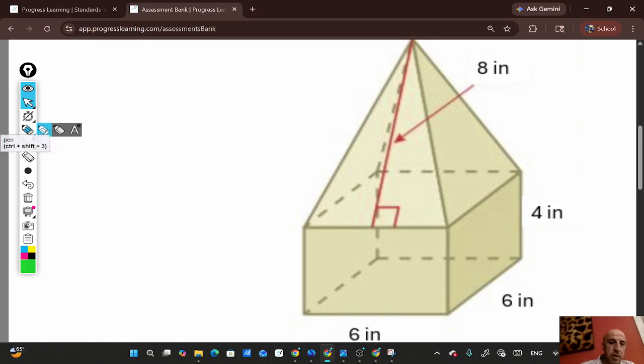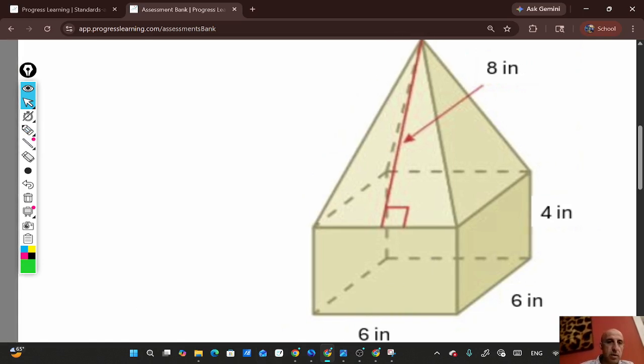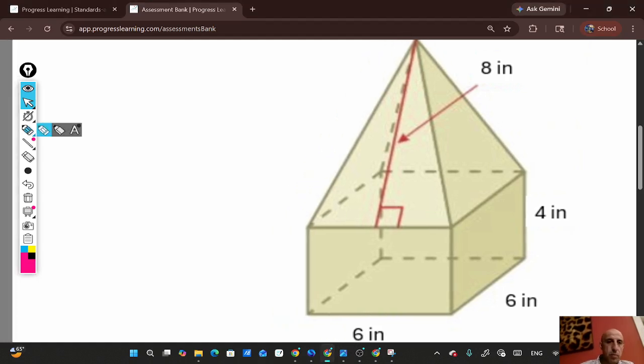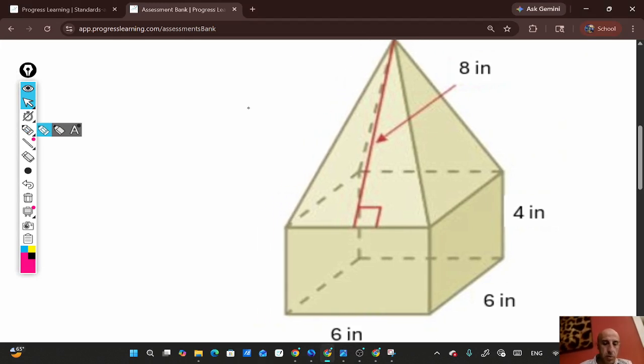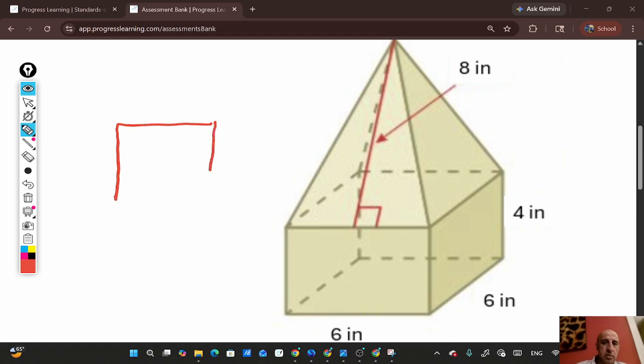So we can open the box. We will start with the base. The base is something like this. Okay, the base is a square shape. We will try as much as we can to make it square, as the dimension is 6 inches by 6 inches.